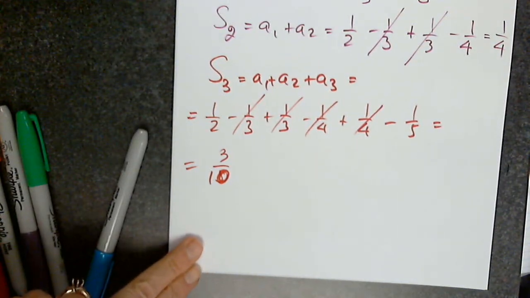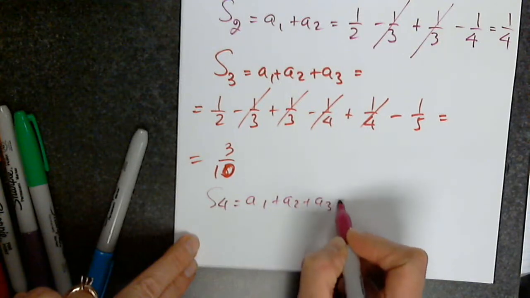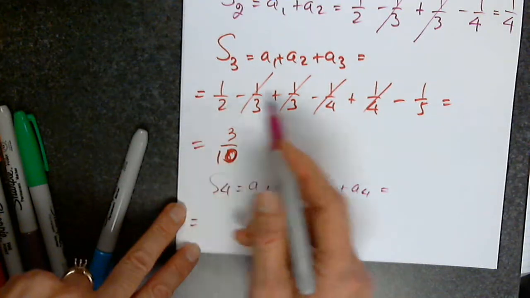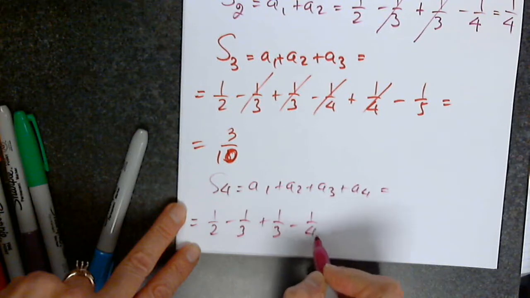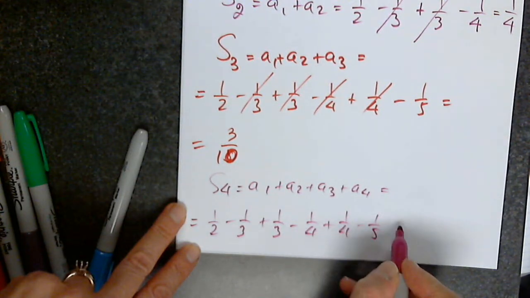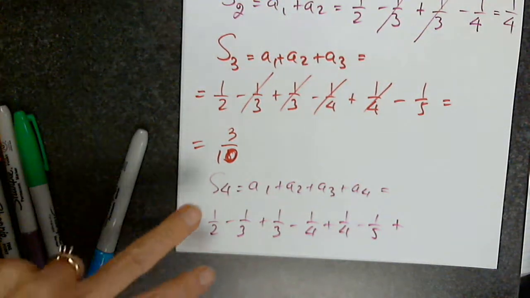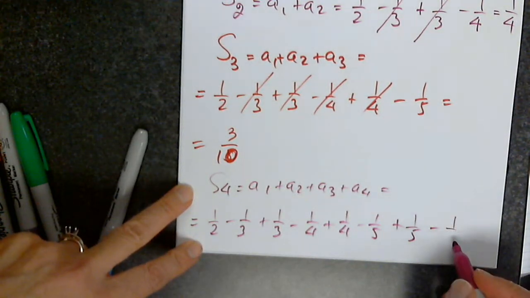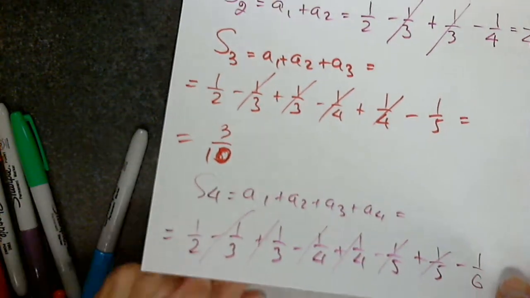Is this okay? So now S4 is A1 plus A2 plus A3 plus A4. I copy everything I have so far: 1/2 minus 1/3 plus 1/3 minus 1/4 plus 1/4 minus 1/5 plus I need A4, and minus 1 over? Good. Everything cancels except 1/2 minus 1/6.